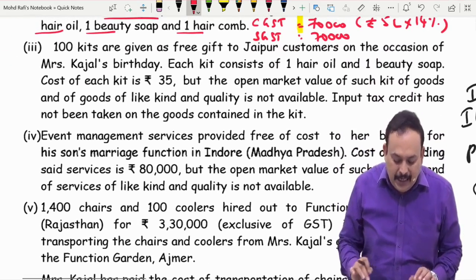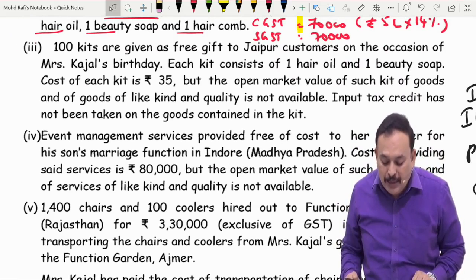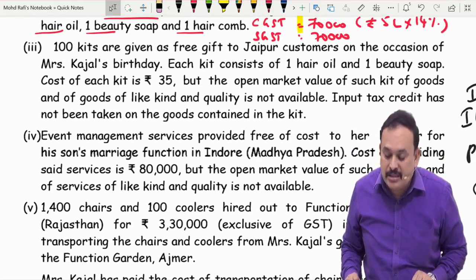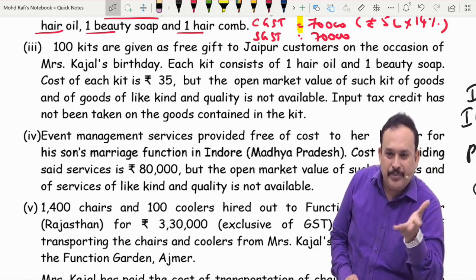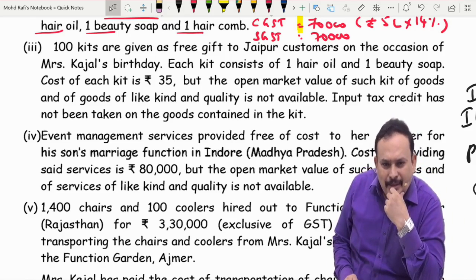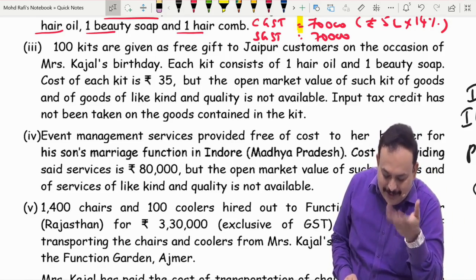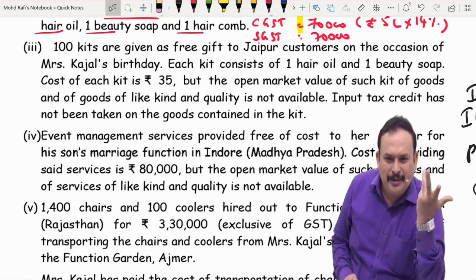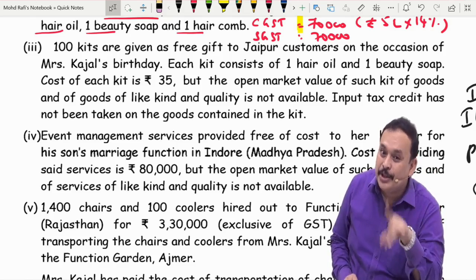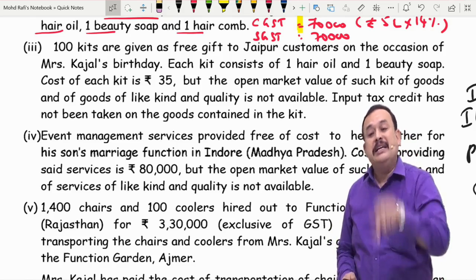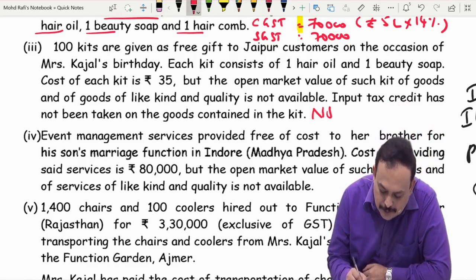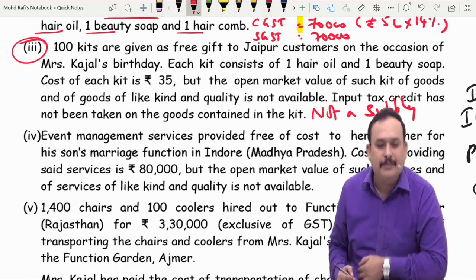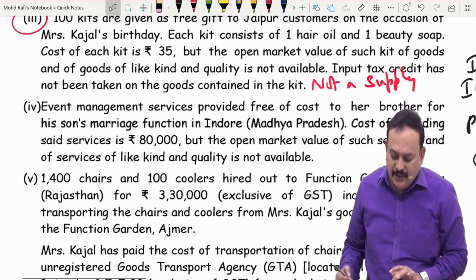Third point, 100 kits are given as a free gift to whom? To Jaipur customers on the occasion of Mrs. Kaza's birthday. She gave them to her customers. Customers are relatives or what? Customers means the buyers. They are various people, so they are not related parties. It won't come under Schedule 1. If it does not fall in Schedule 1, where there is no consideration, it is not a supply. Therefore, I can say it is not a supply. Point number 3. Is it clear?